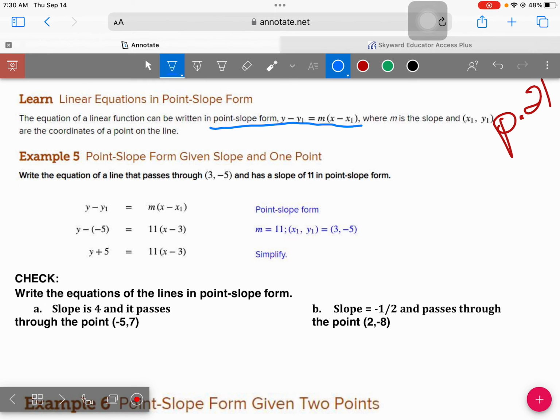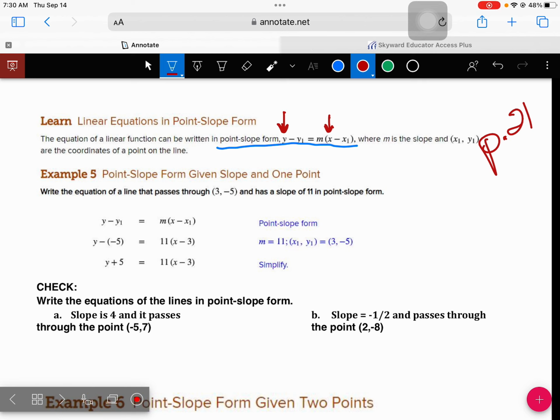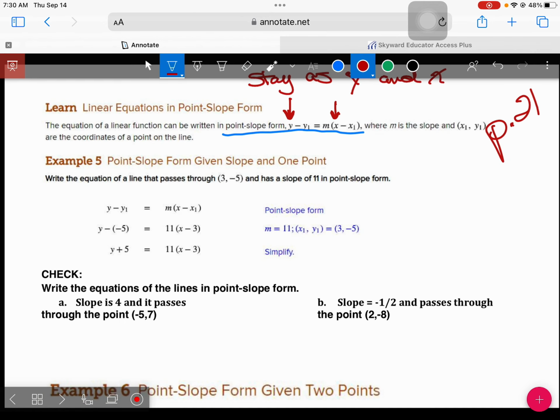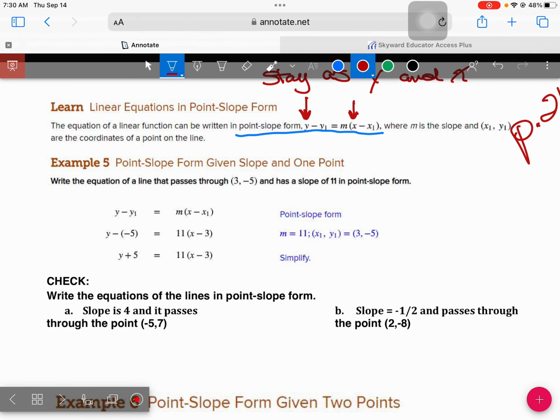Now, here's what I think has always been the trickiest. This first y and this first x stay as x and y. And you might want to write that down. You are not substituting for those in. They stay as y and they stay as x. Just the first ones. Now, the ones with the y sub 1 and x sub 1, that's where you put the point in. Okay? That was always hard for me to remember.